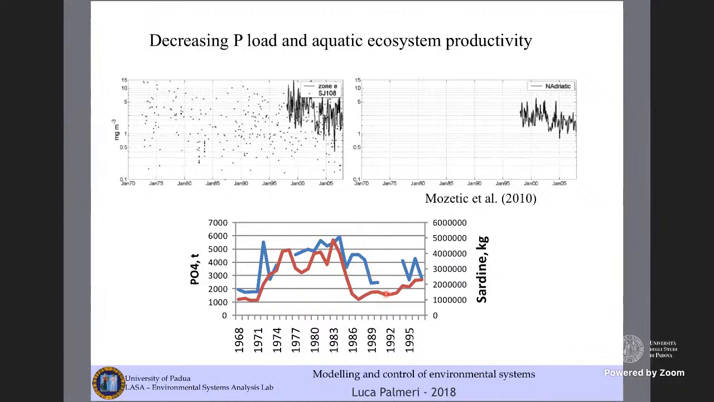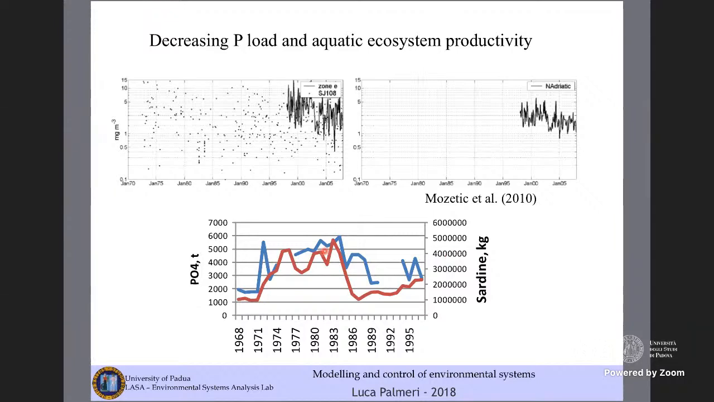And of course, you may recall that between 89 and 1995, 1992, we have the war in Croatia and the ex-Yugoslavian republics war. So we had a strong stop in fishing activity, and this stop is reflected in the quantity of fish. Nevertheless, the stocks are recovered due to the fact that we have a constant load of nutrients into the Adriatic.